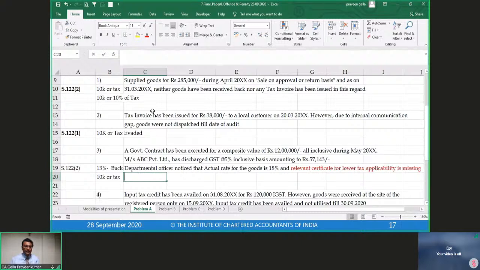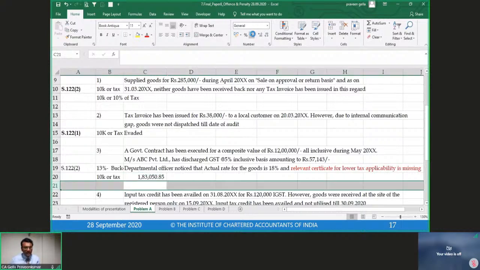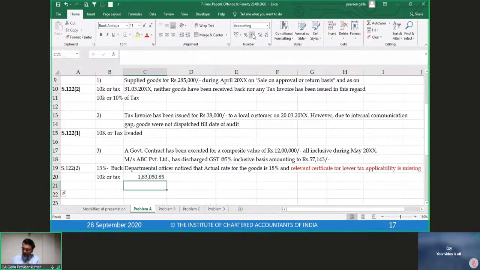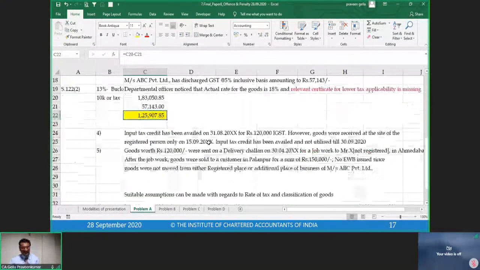So the answer here will be, assuming 12 lakhs, 12 lakhs into 18 divided by 118. This is the tax which the officer says you have to pay. Already I have paid a tax in my returns of 57,143. So the officer will say you have short paid your tax to the extent of 1,25,000. So in my penal provisions, the tax not paid is 1,25,000. 10,000 or 1,25,000, whichever is higher, because this is higher, my penal provision under section 122 will be 1,25,000.